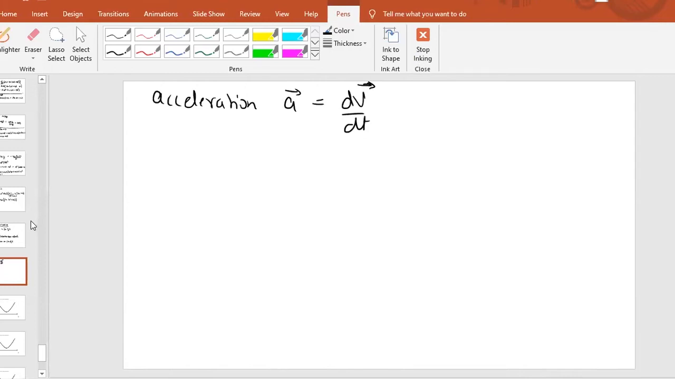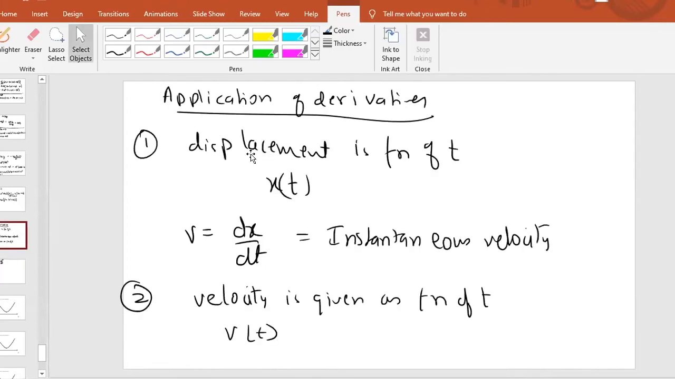I'll explain slowly. If displacement is given as a function of time t, one example is x equal to t square plus t. Here x is the displacement and t is the time. x is given as a function of time t. Then we can find the velocity of the body by differentiating displacement with respect to t. That is one of the applications of derivative.